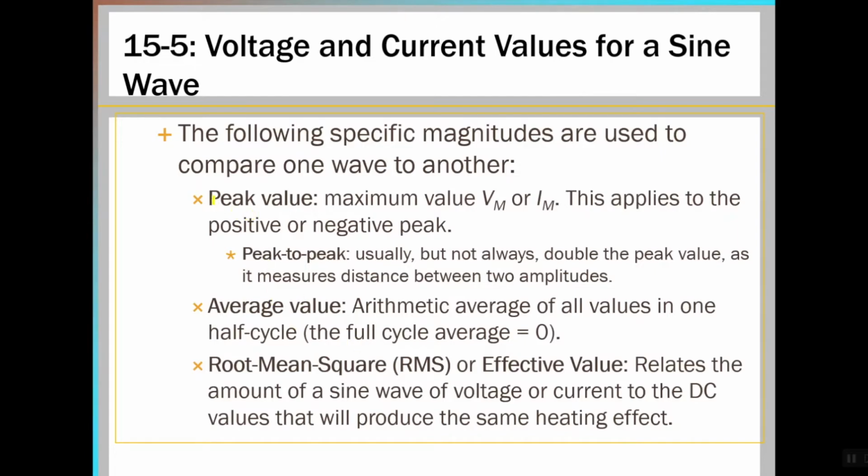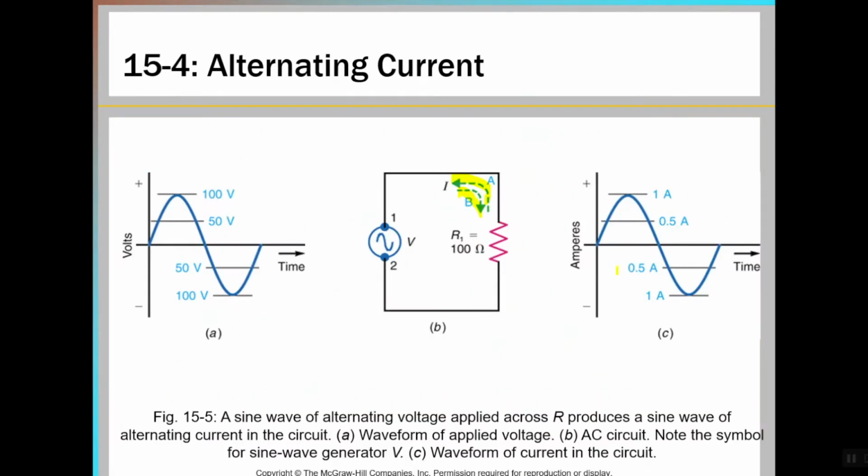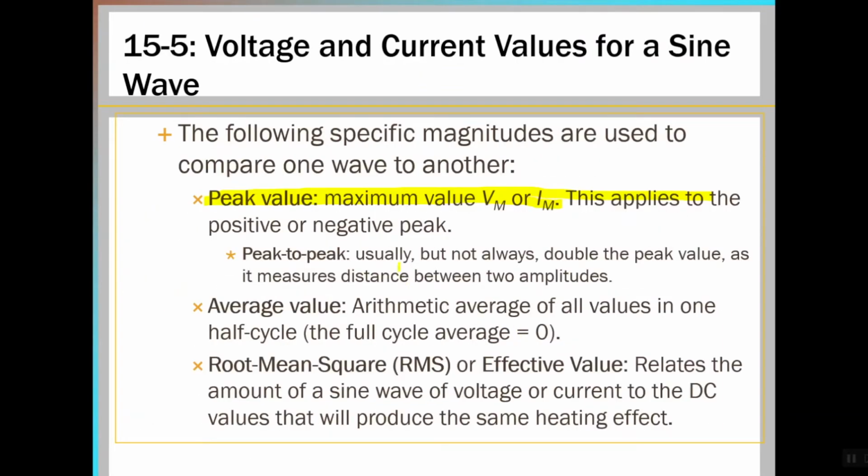Now, here we have three ways of discussing current and voltage and how it applies to the sinusoidal wave. Here's where the first test and the first stuff's going to be on this. That's peak value, the maximum value from here to here. So it's measured here. This is peak to peak. It's usually double the peak value, but it depends.